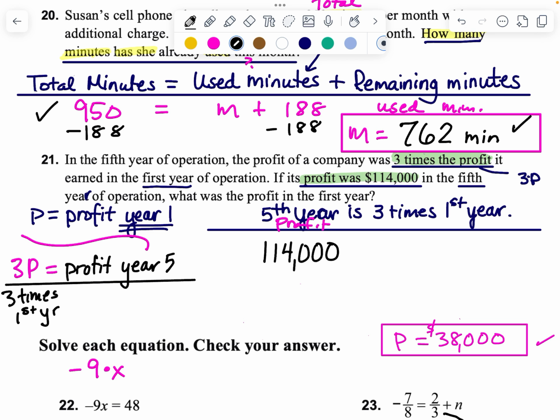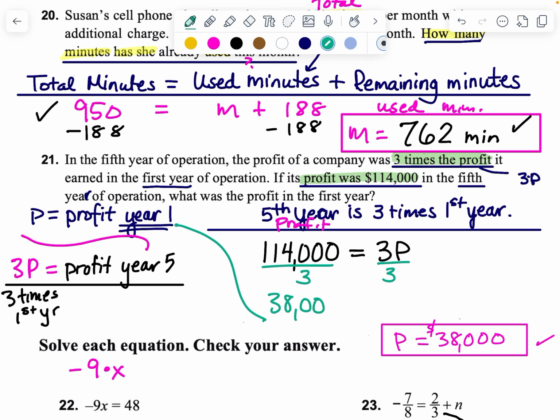So then I have 3P is equal to 5. So the 5th year is 3 times the 1st year. Okay, so then the profit was $114,000 in the 5th year, so $114,000 is 3P. And then all you have to do is say, all right, I need the profit in the 1st year. This is what I want to find out. So if you divide both sides by 3, then you're going to get 38,000 is equal to P. So this is the profit in year 1.